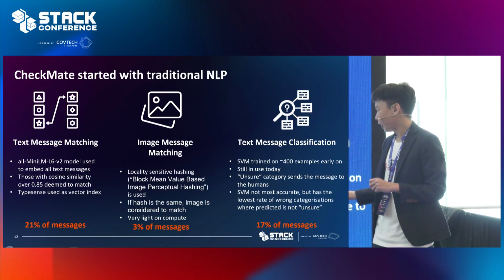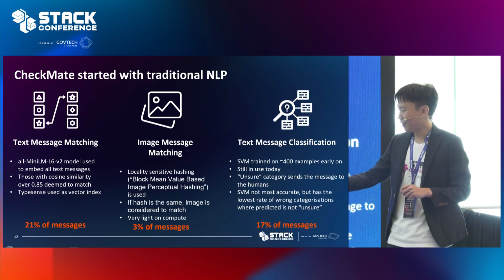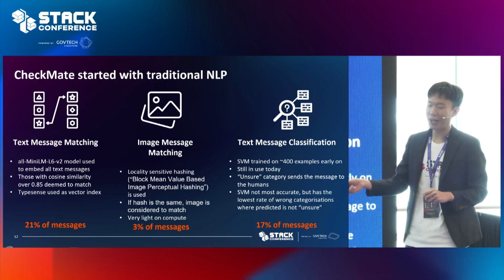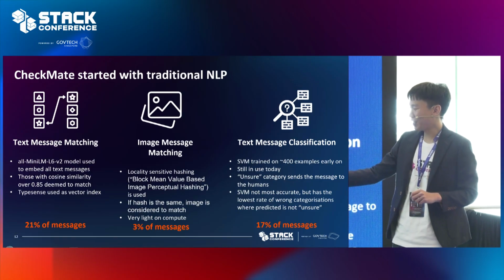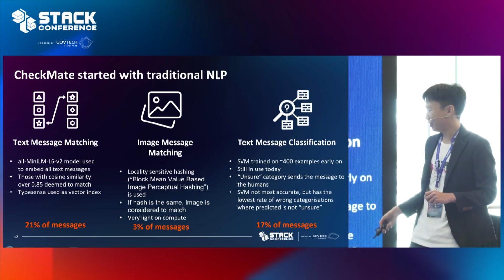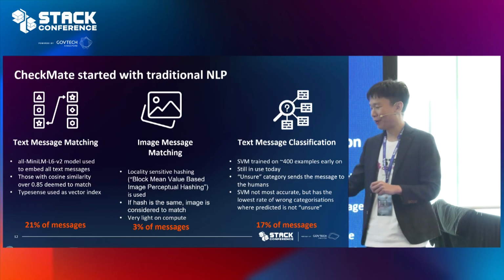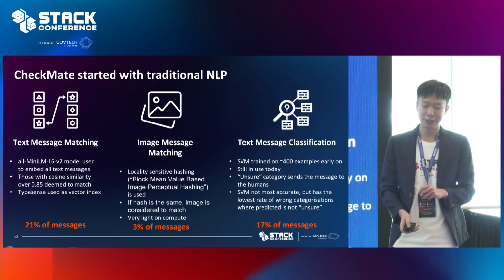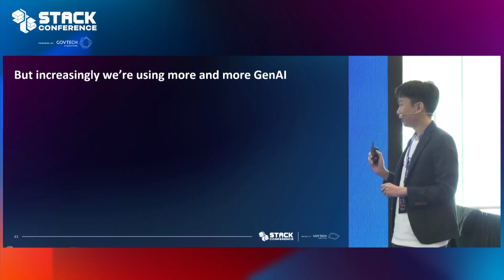So with all this, this is the percentage of messages that are handled by each of these pipelines. The matching actually handles 21%, the text classification 17%, and image matching another 3%. So altogether 40% automated. The rest go to the humans.